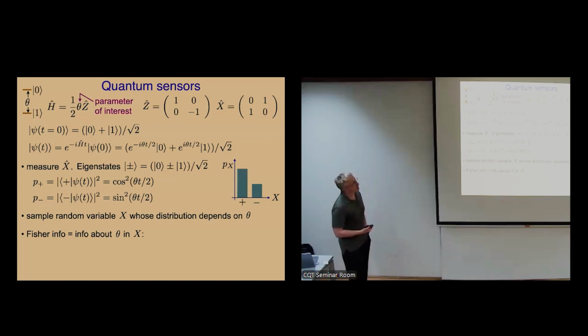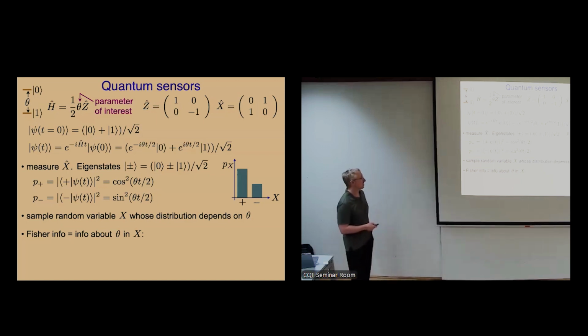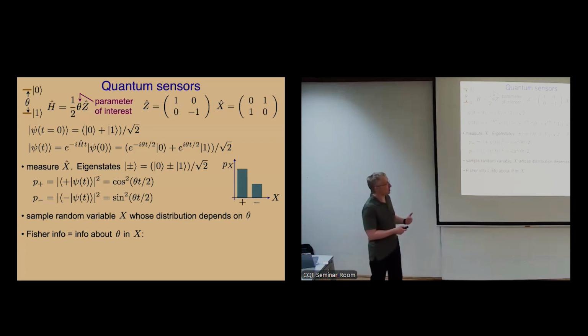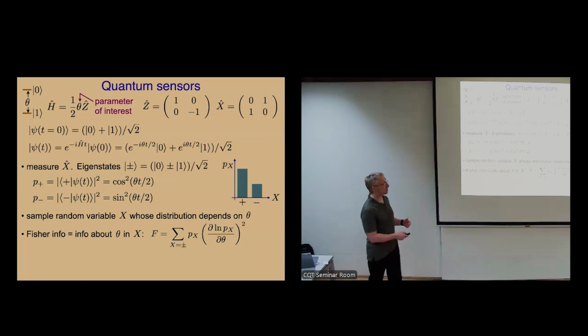An important quantity that quantifies how much information about this parameter theta we have in the random variable whose distribution depends on theta is called the Fisher information. It's defined as follows. You sum over the two possible outputs, plus and minus, and then you plug in either p plus or p minus, and the important part here is this derivative. You take a derivative with respect to theta. In particular, the faster the probabilities vary with theta, the larger this derivative is, and the larger is the Fisher information. So this is roughly the intuition.